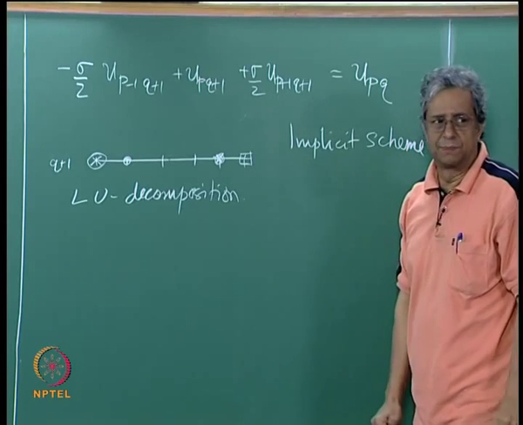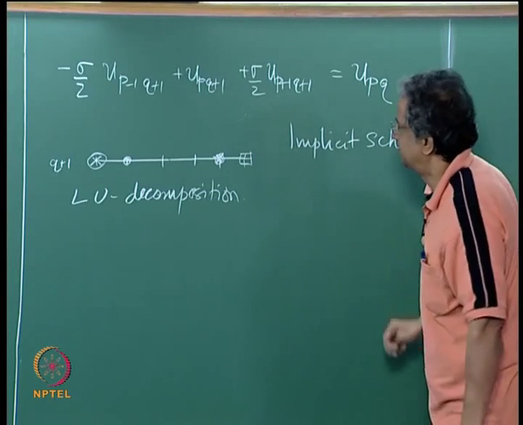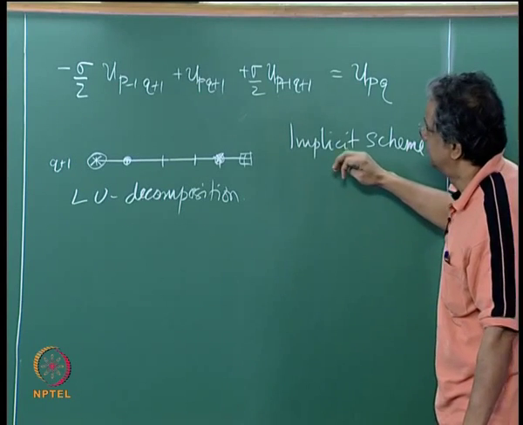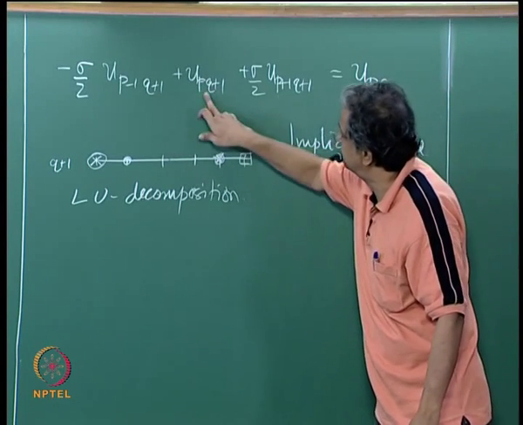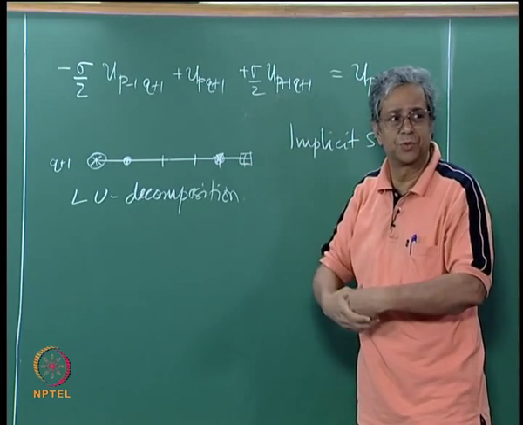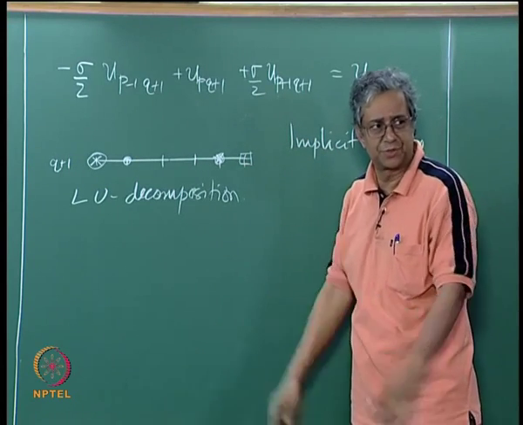I'll say a little more about implicit schemes and explicit schemes as we go along. You will see that I'll illustrate various kinds of situations that occur. So this is called an implicit scheme because you get a system of equations where the unknowns are tied together in a linear fashion, and you have to solve a system of equations to get it.